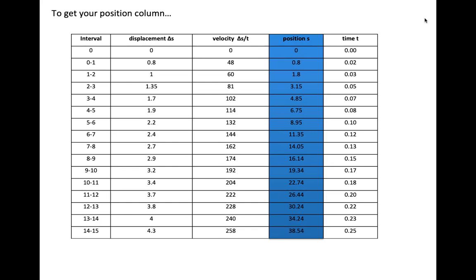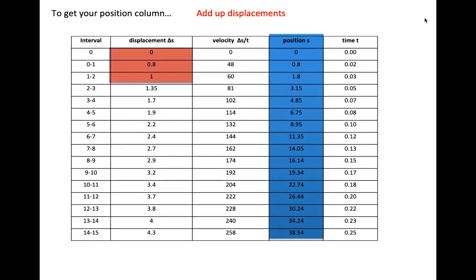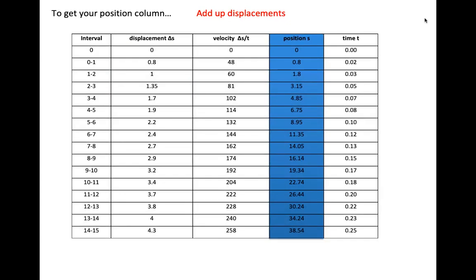To get your position column, you are going to add up your displacements. So for the second line, I'm just adding up those two points, the 0 and the 0.8. Then I'm going to add the third to it, giving me the 1.8. Then I'll add the 1.35 to get me the 3.15, so that by the very end I have basically the entire length of dots that you had.